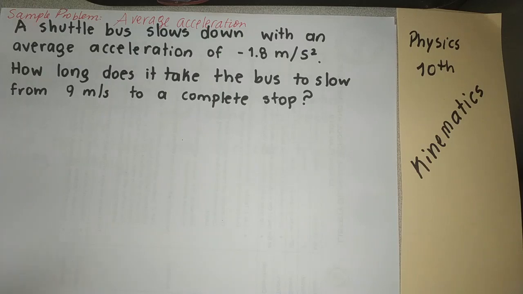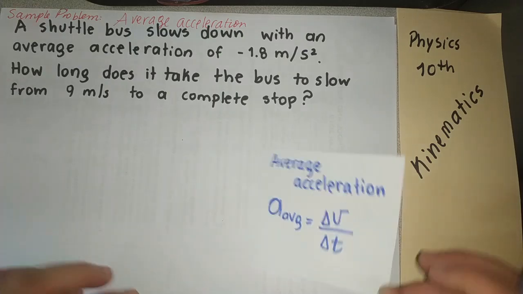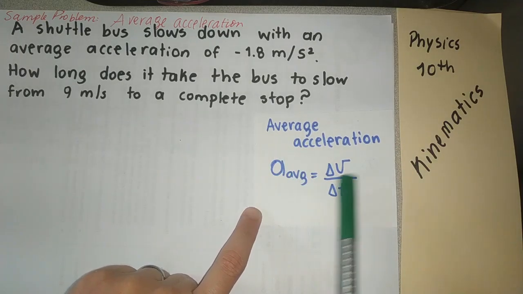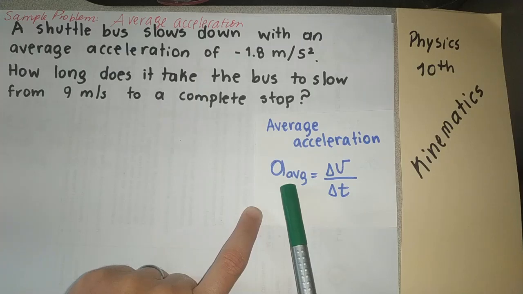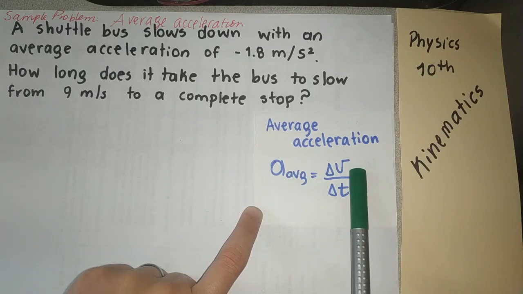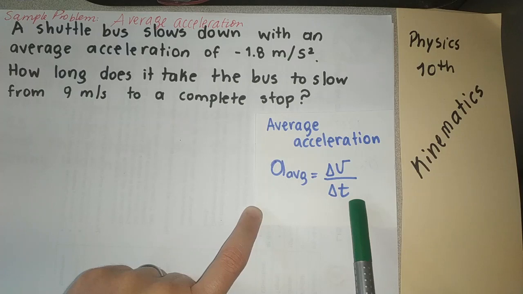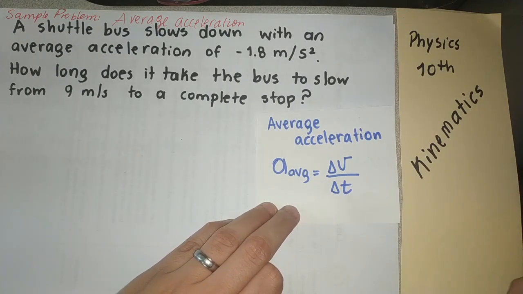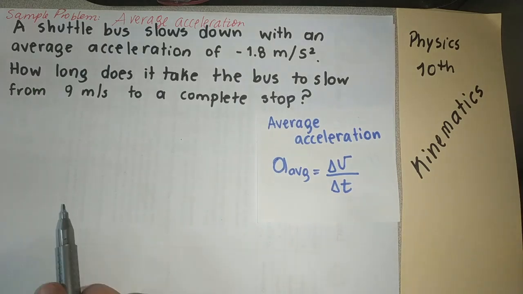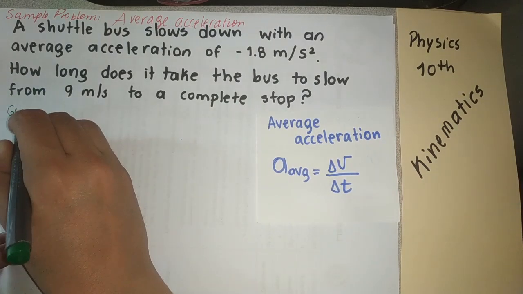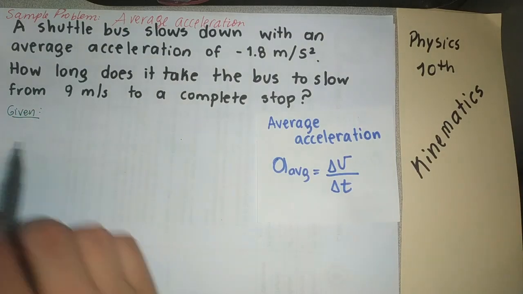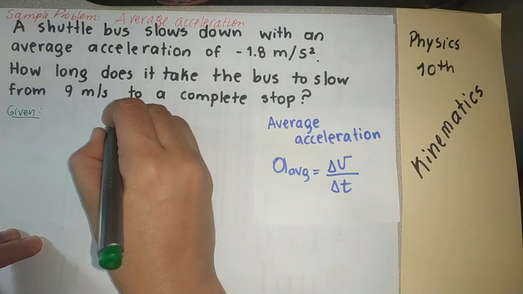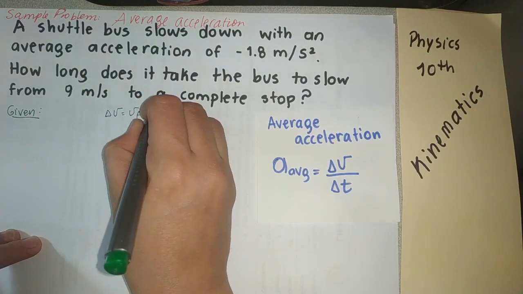Now, for average acceleration, what are the givens that I need? Here in hand I have the equation for average acceleration: average acceleration equals change in velocity divided by change in time. Now, what is change in velocity? Final velocity minus initial velocity. So, we start by writing the givens. We need delta V. Delta V equals V final minus V initial.